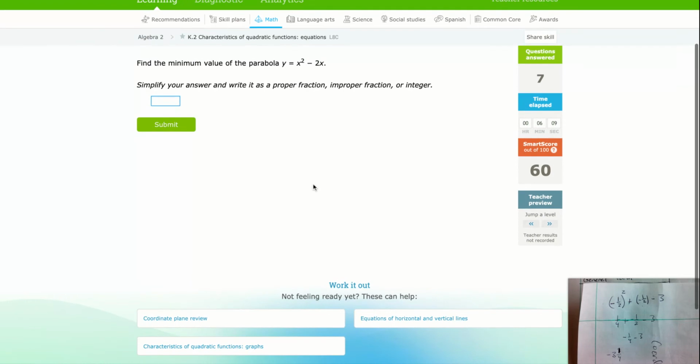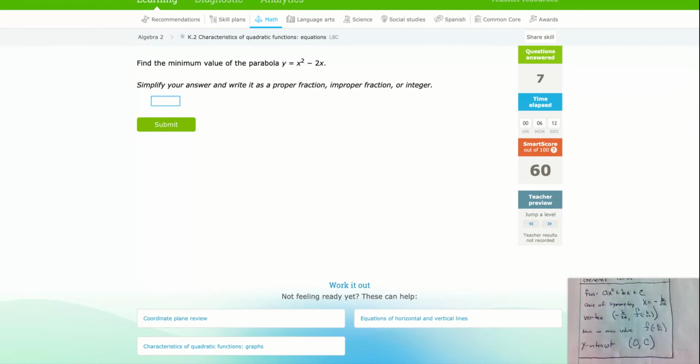Okay, here we've got general form. It's asking for the minimum value. So again, the minimum value is going to be the y value for my vertex. So I need to do the minus b over 2a to find the x value.